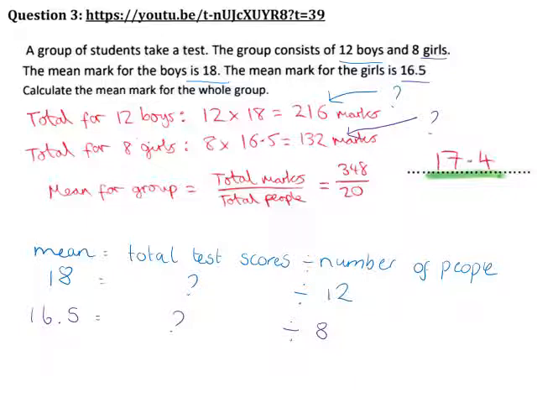So all the boys' scores is 216, all the girls' scores is 132. So everybody's scores together, I'm going to add those two together, which gives me this 348. I then need to divide that by how many people in the class there are in total, so that's the boys and the girls added together. So the total number of people is my 12 boys plus my 8 girls, so 20. So then you should have got a mean of 17.4.